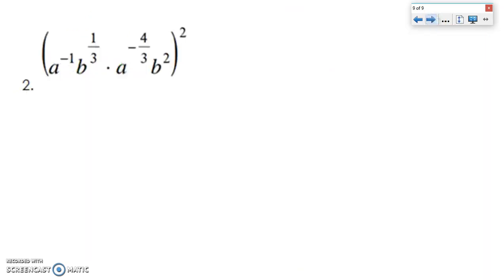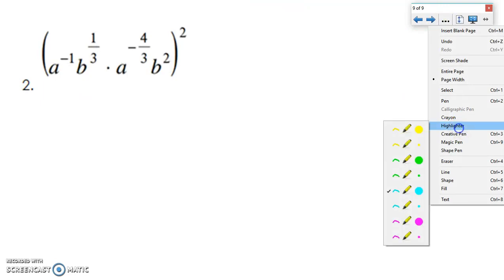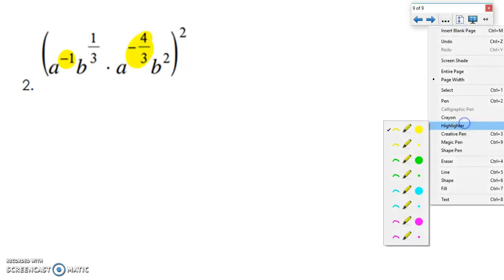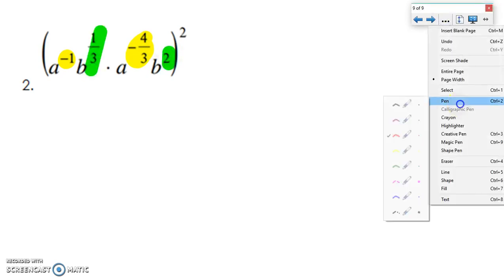And here's our last example. Again, a couple different ways of going about this to start. What I'm going to do is take these exponents that are the same base and combine those together, and then I'm going to deal with the extra exponent of 2.